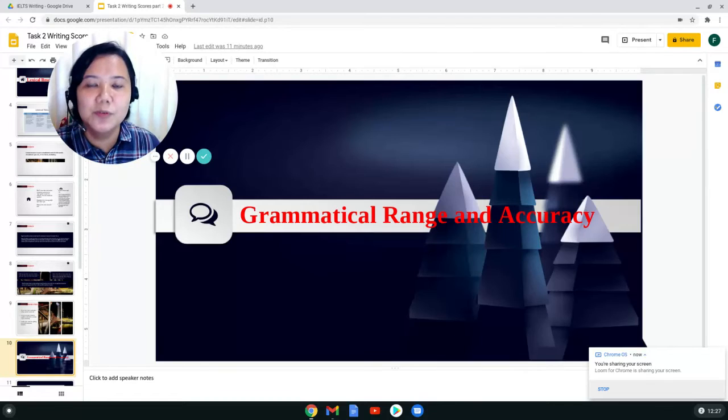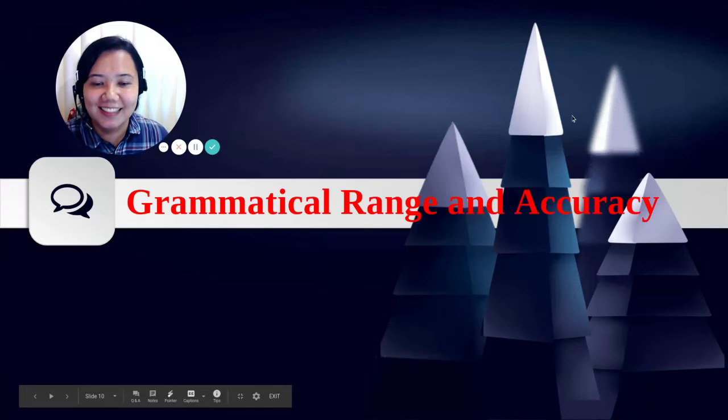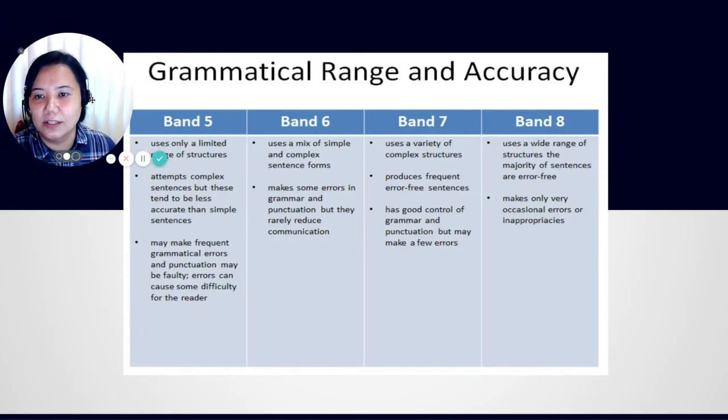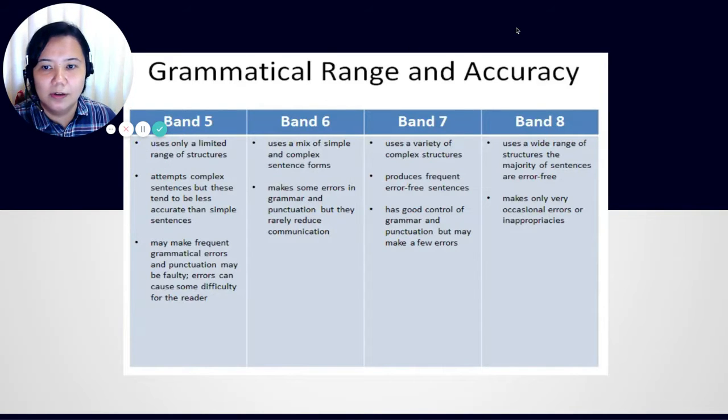We are down to our final part of the IELTS writing scores for Task 2, and we're going to have our last criterion for today. So the next criterion would be your grammatical range and accuracy. Okay, so let us have the different band schemes for this one.